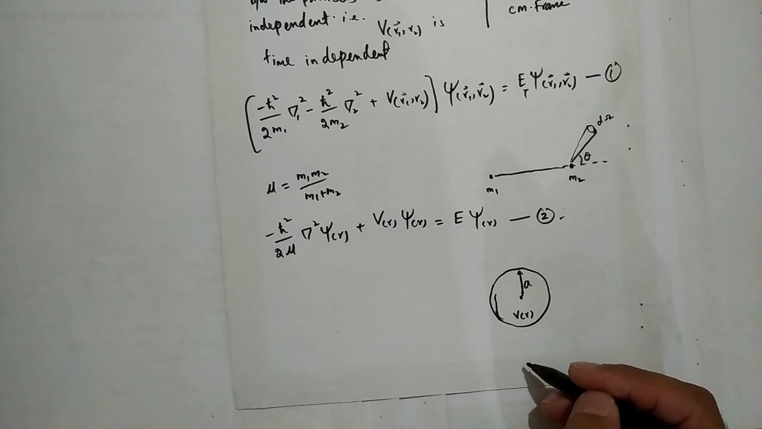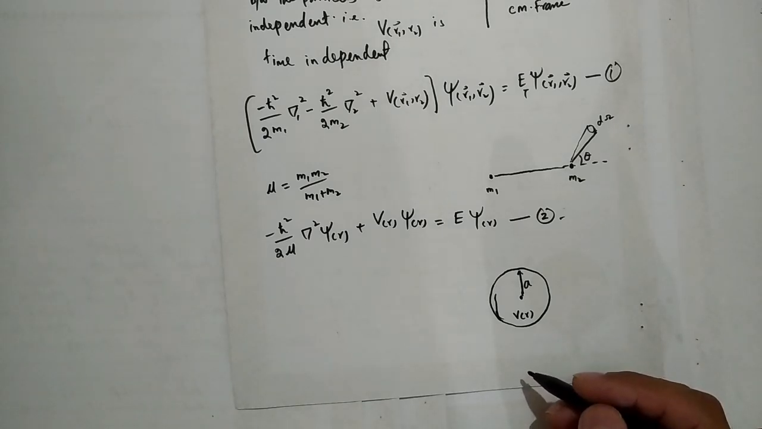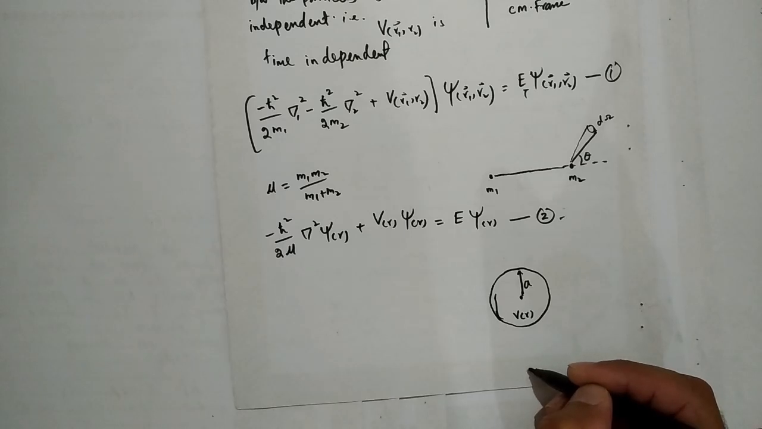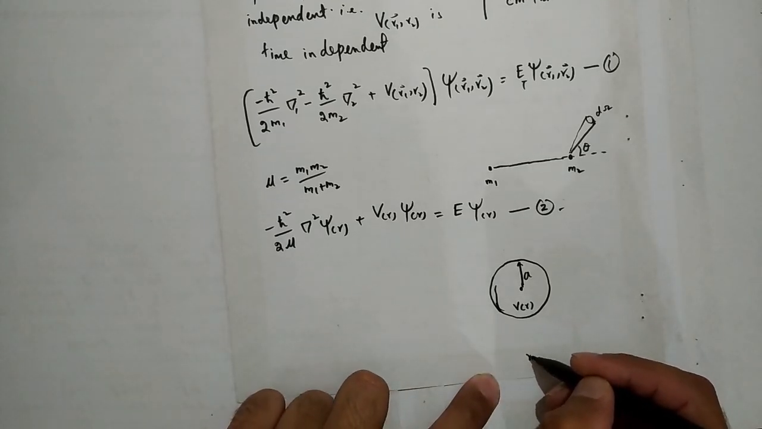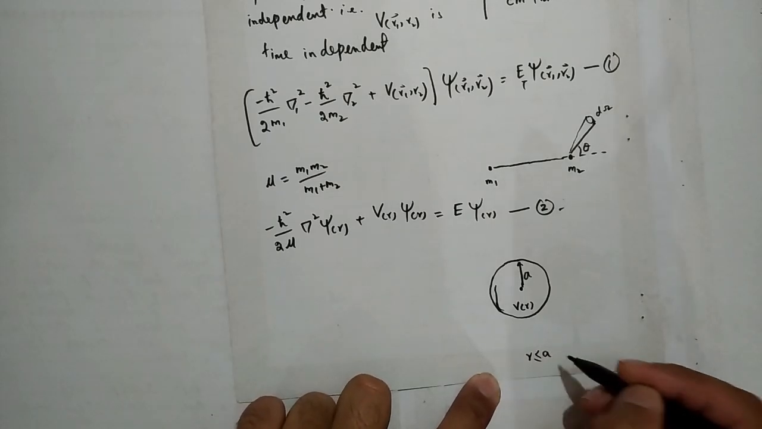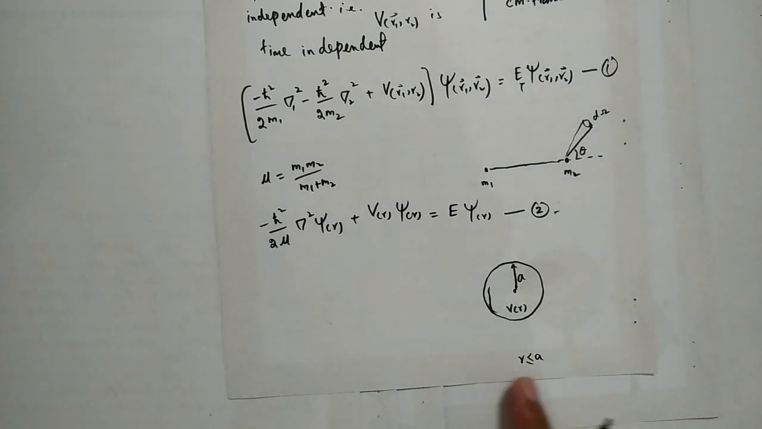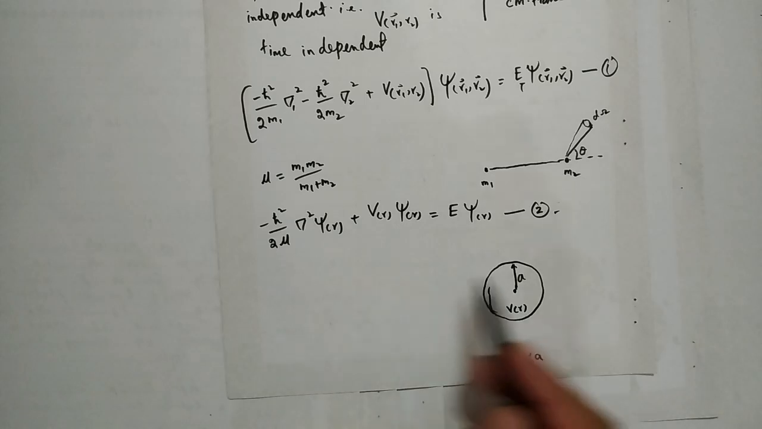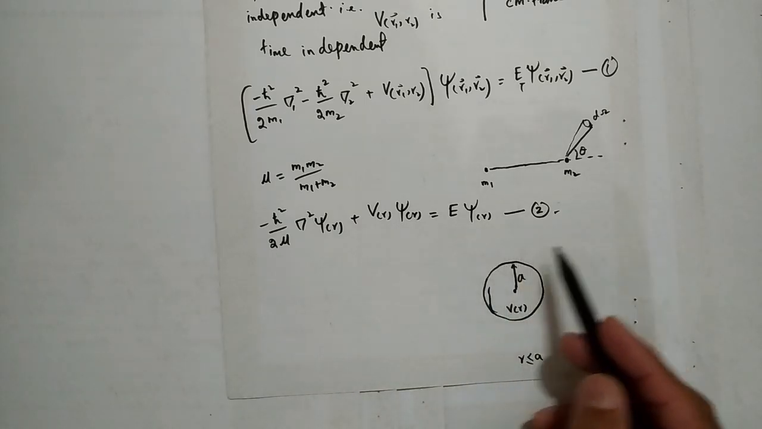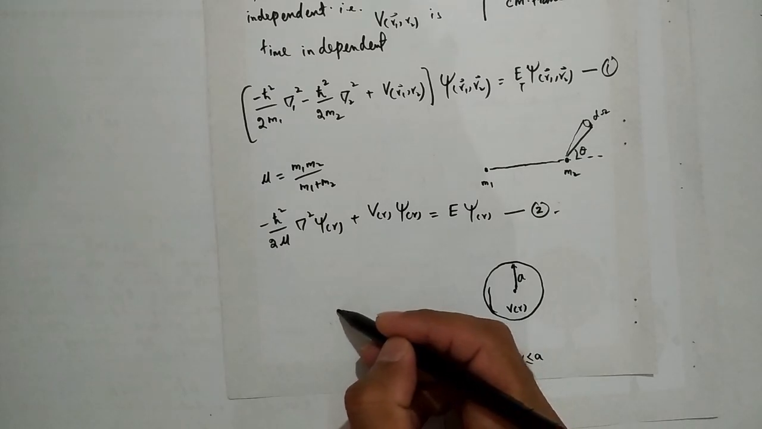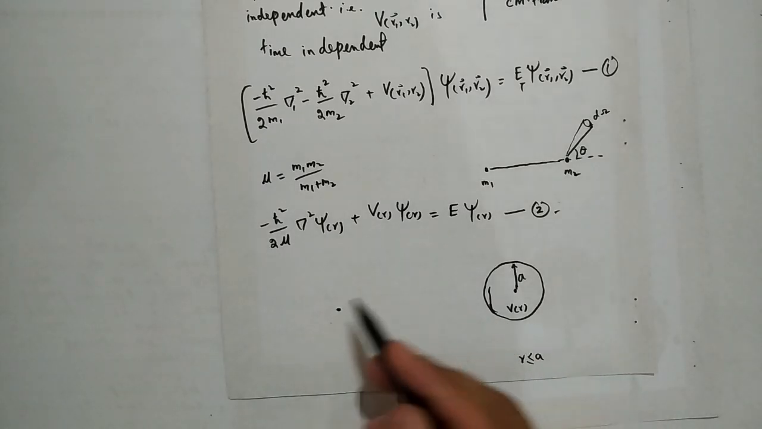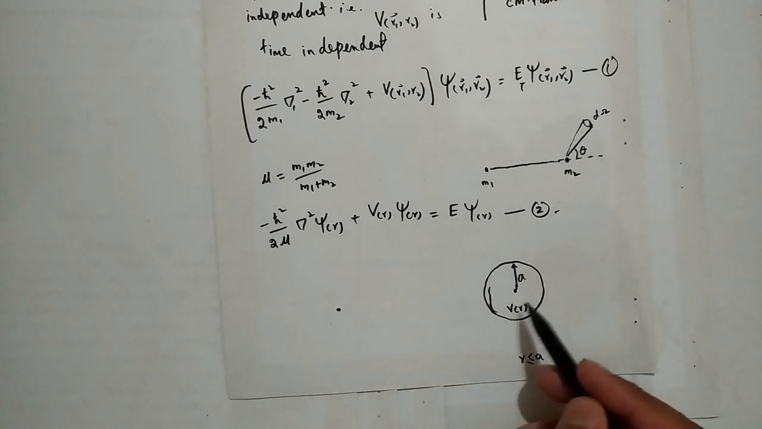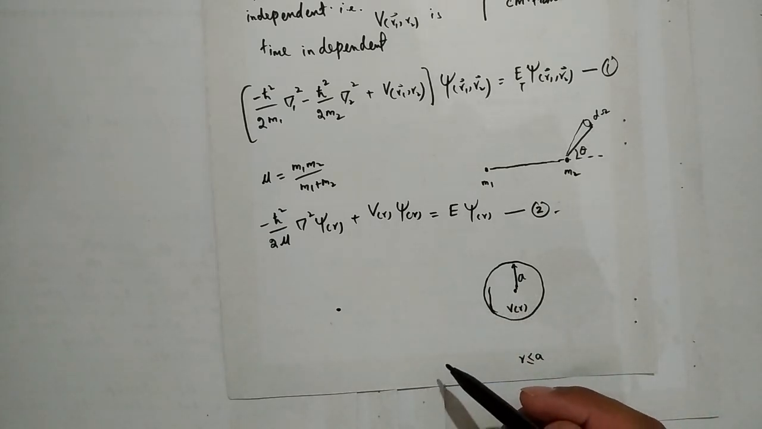So it has a finite range. That means this V exists in a region of r less than or equal to A. Beyond that the potential is 0 and the incident particle passing through this region will be a free particle, and this is an incident particle which is approaching toward the target or this potential region.